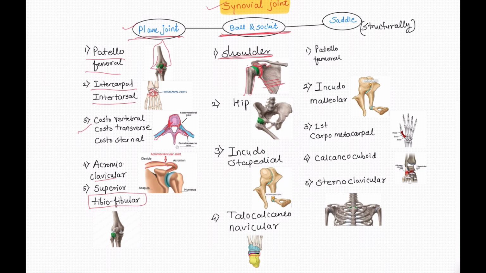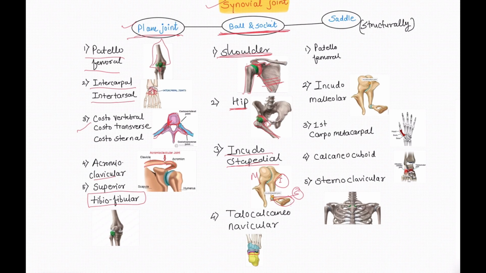The other one is the hip. The head of the femur is fitting inside this acetabulum. And the other one is the incudostapedial joint in the ear ossicles. This is the stapes and this is the incus. This is the malleus, incus, and then stapes. The joint between incus and stapes is called the incudostapedial joint, which is also a ball and socket joint.